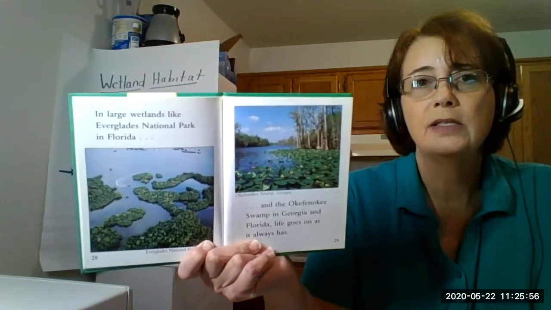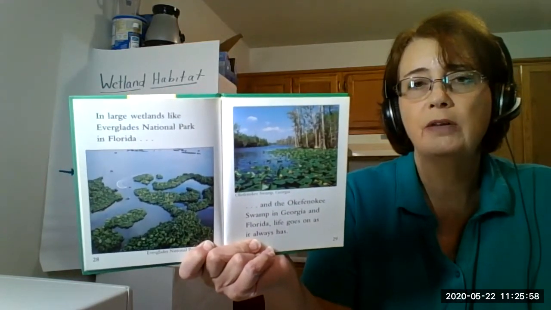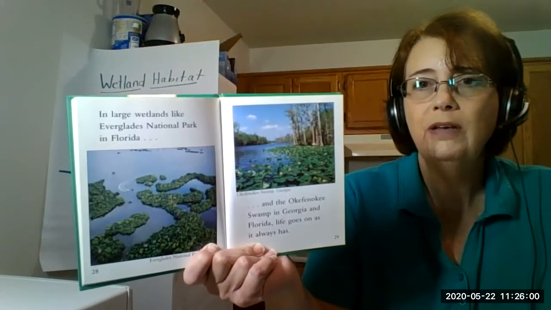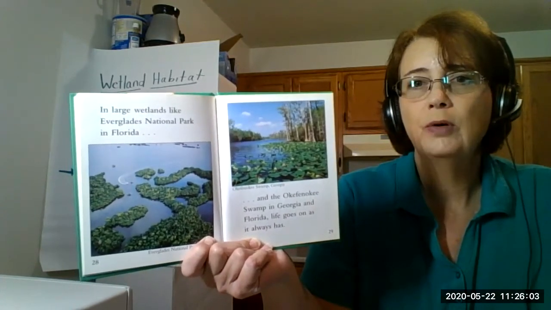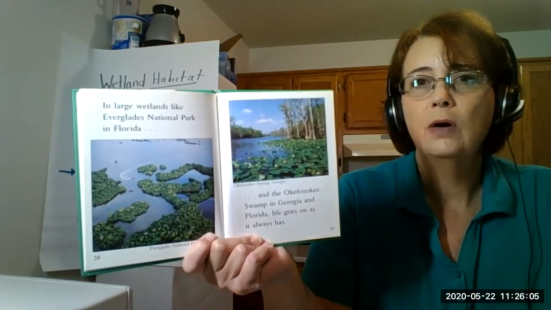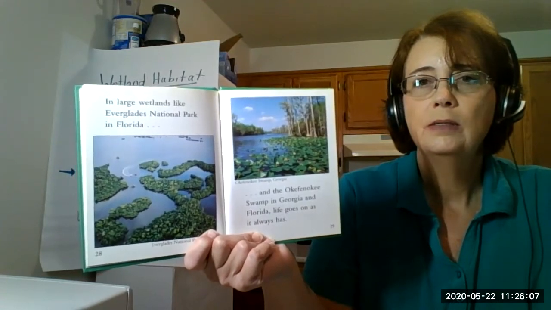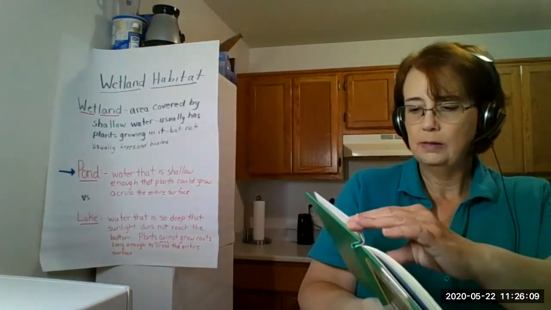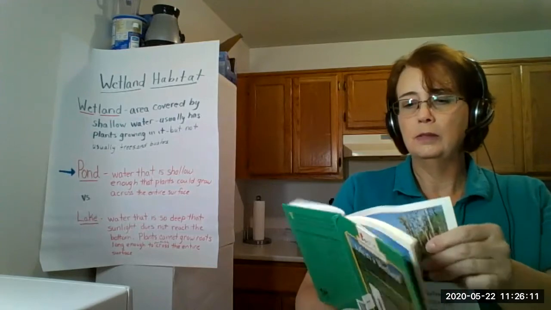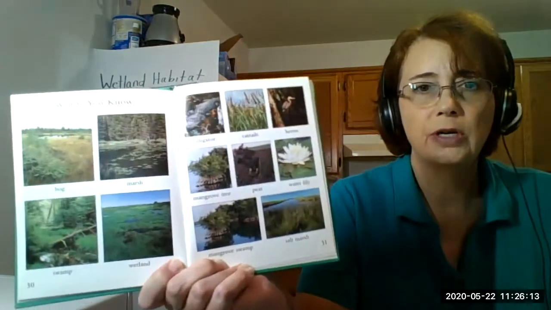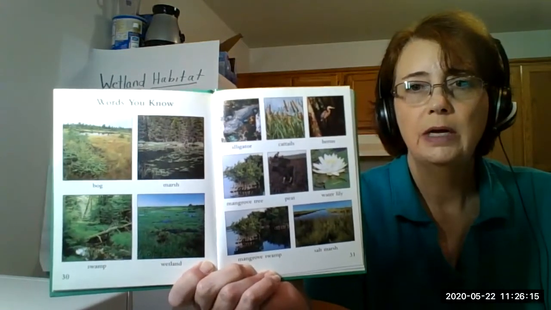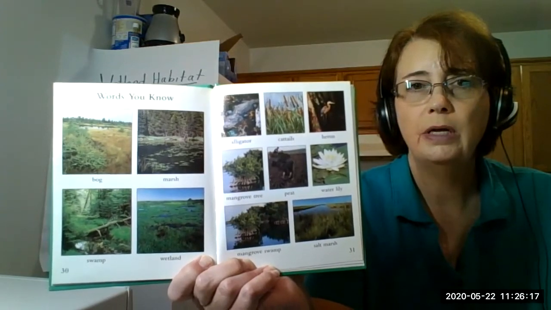In large wetlands like Everglades National Park in Florida and the Okefenokee Swamp in Georgia and Florida, life goes on as it always has. And then we're back to the picture dictionary where it shows you some of the animals and plants that they talked about in the story.